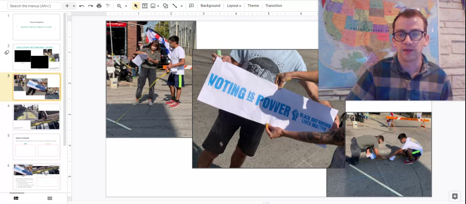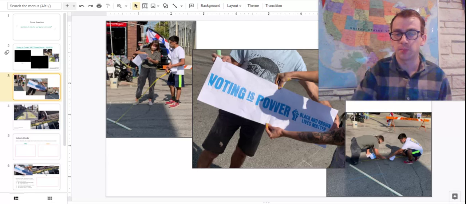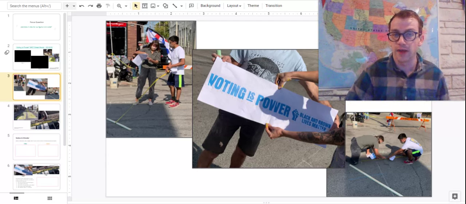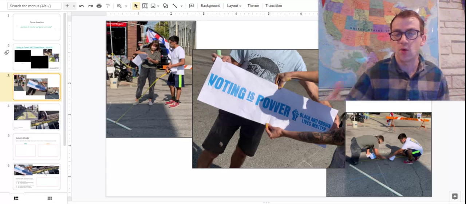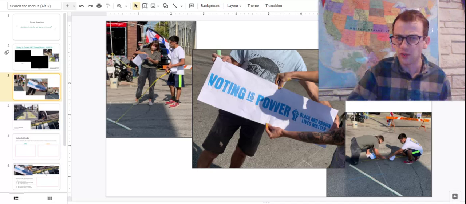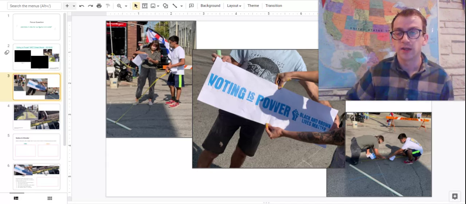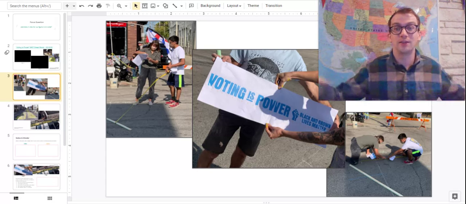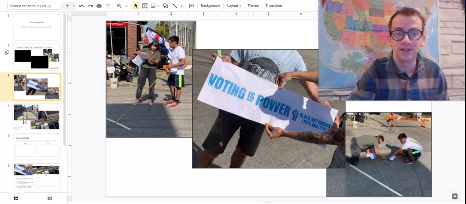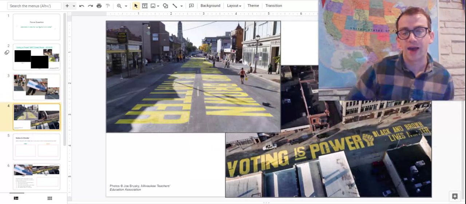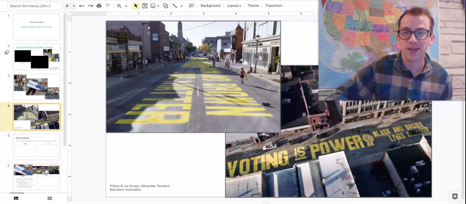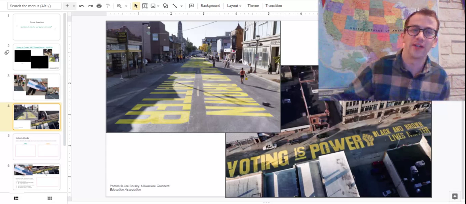And so they took this plan, this middle image here is what they planned for their artwork to say going down the street. They wanted it to say, voting is power, Black and brown lives matter. And you can see a couple of the artists here. They used tape measures and sidewalk chalk to turn that plan into a large scale mural. And at the end of the day, here are some of the after pictures of what that mural looked like after they finished painting in big yellow letters going all the way down Mitchell Street.